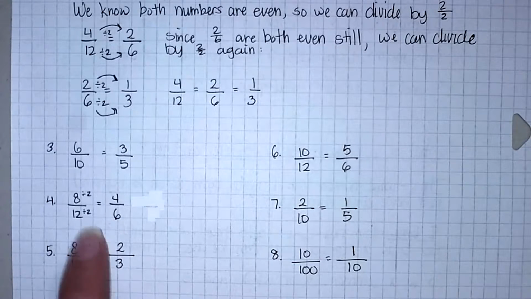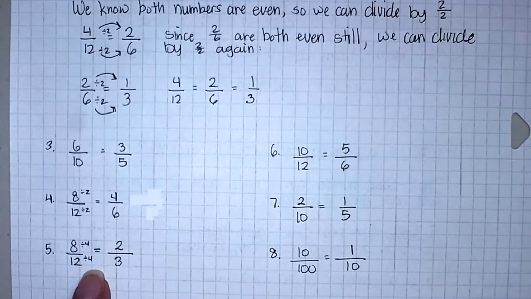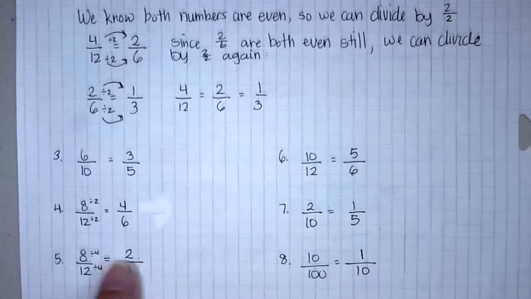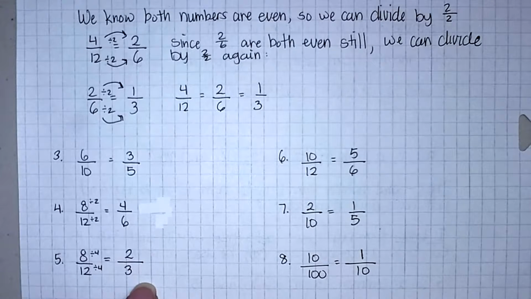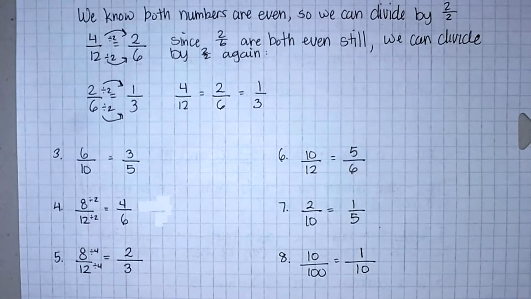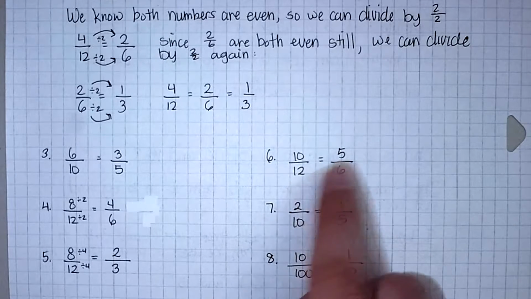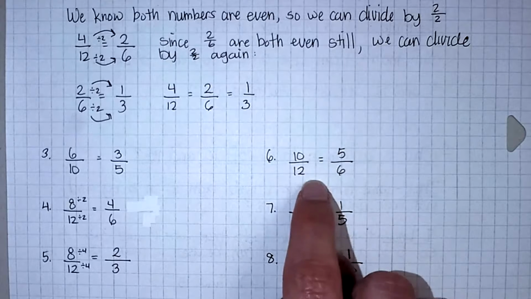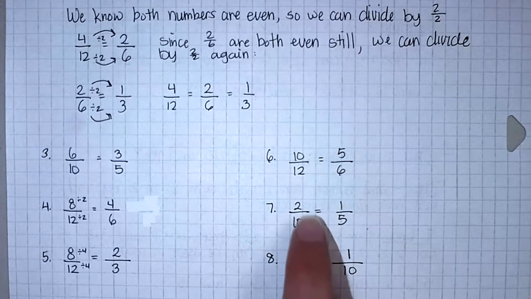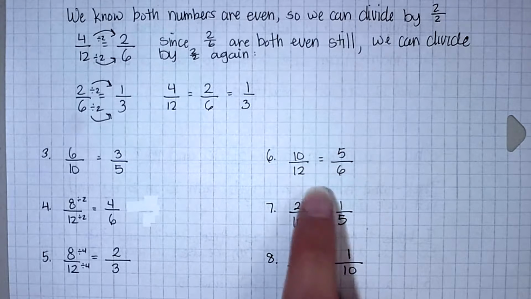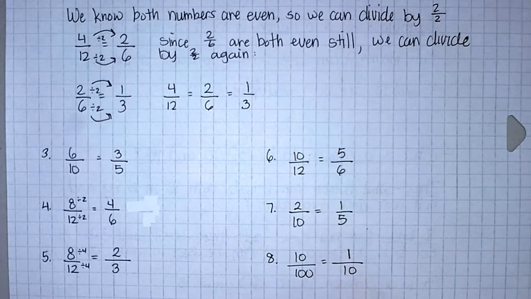Now we can also divide both of these numbers by 4. So 8 divided by 4 is 2, and 12 divided by 4 is 3. So here you can see we have more than one common factor. Next, for number 6, 10 over 12 is equal to 5 over 6. We can divide the top and the bottom by 2. For 2/10, we can divide the top and the bottom by 2 again to get 1/5.